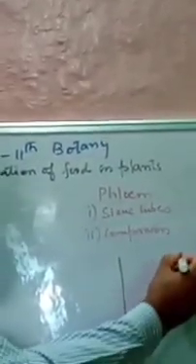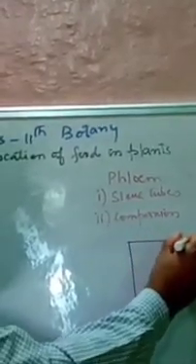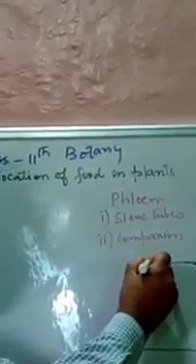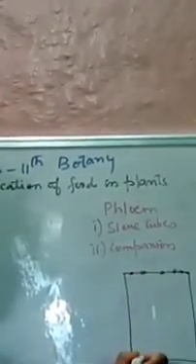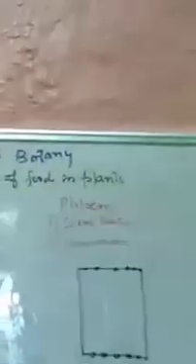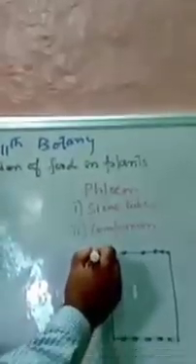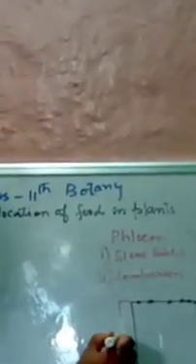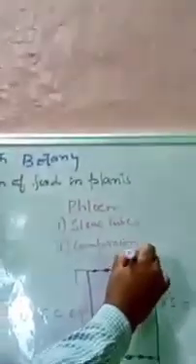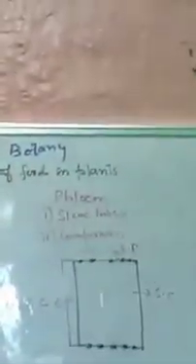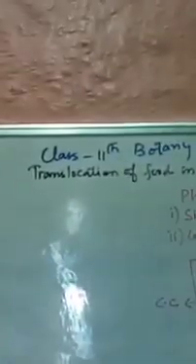These are somewhat elongated cells and their walls are perforated. They have got these pores, which are called sieve plates, and they have companion cells attached with them. If this is the companion cell and this is the sieve cell, this is called the sieve plate, and this sieve plate is perforated, through which the food moves from one part to another, or from one cell to another cell.